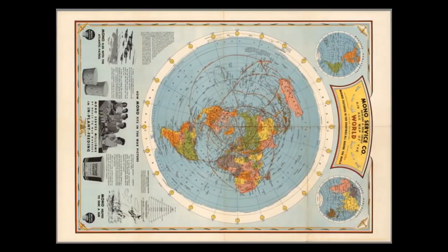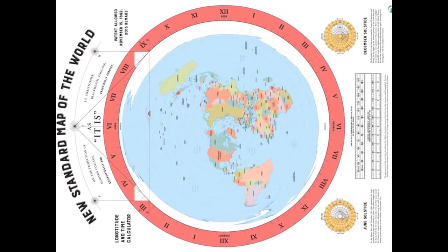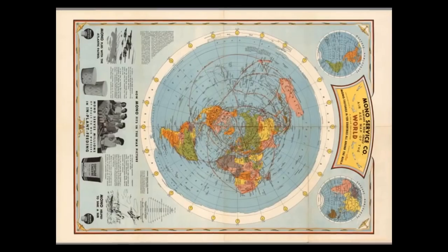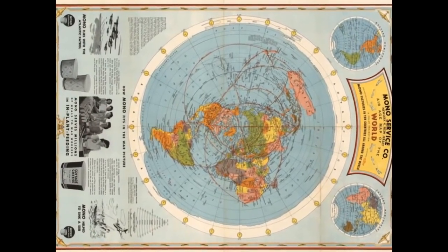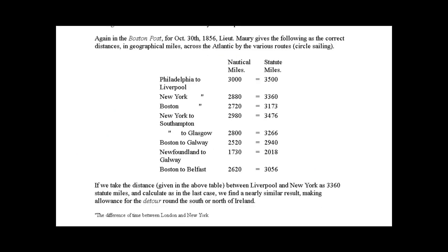This result is only 3 miles greater distance than that obtained by the first process. Again, in the Boston Post, for October 30th, 1856, Lieutenant Maury gives the following as the correct distances in geographical miles across the Atlantic by the various routes, circle sailing. The chart, nautical miles and statute miles, shows Philadelphia to Liverpool at 3,000 nautical miles and 3,500 statute miles.